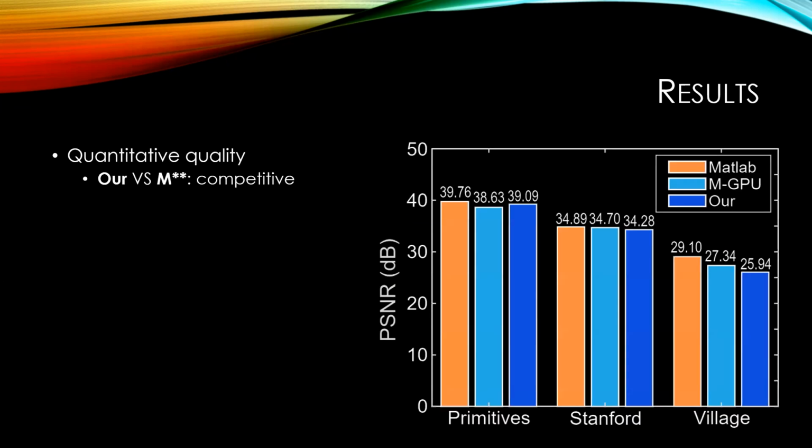We then evaluated quantitatively using peak signal to noise ratio and plotted bar graph. Our method reaches competitive quality compared to the matrix-based factorization method. We also noticed that our method performs poorly in village. It is probably because the background objects are positioned out of the layers' range, as I mentioned in the last slide.